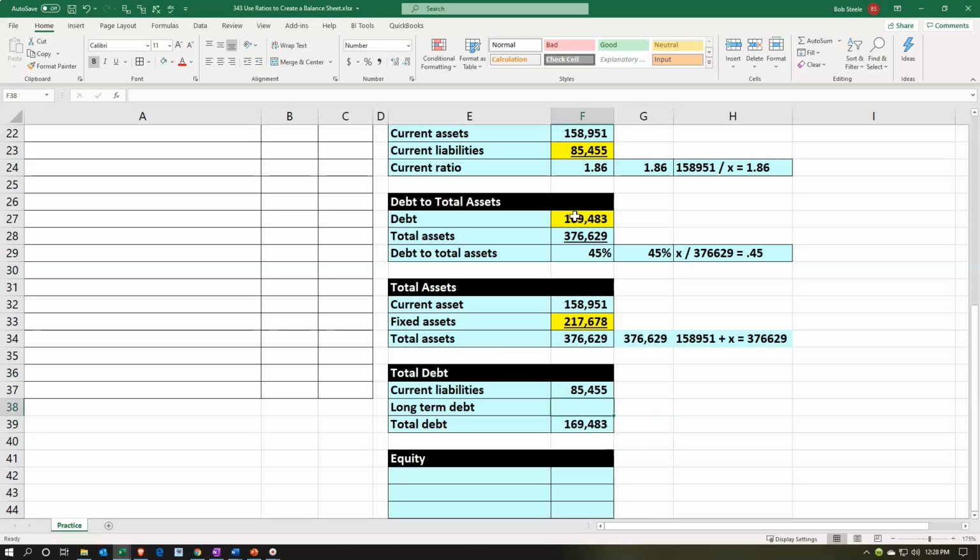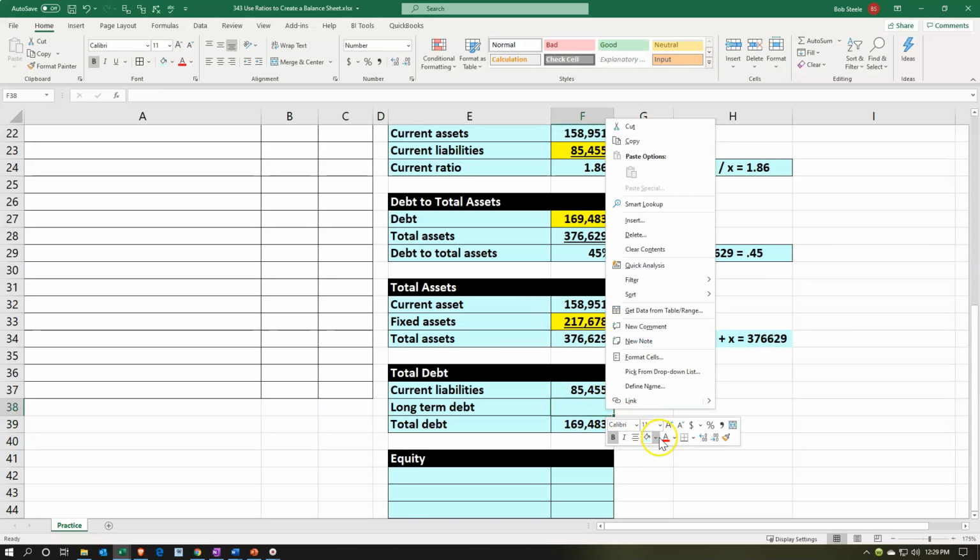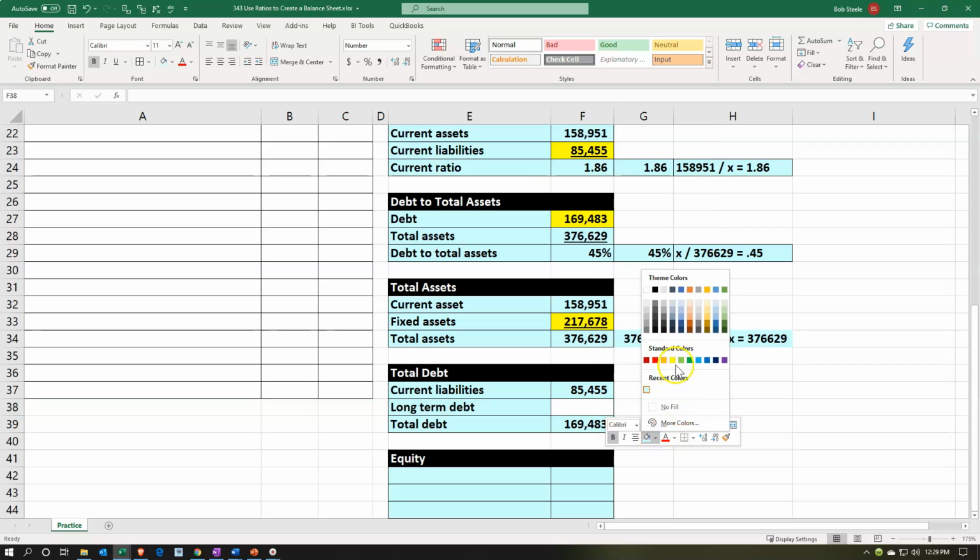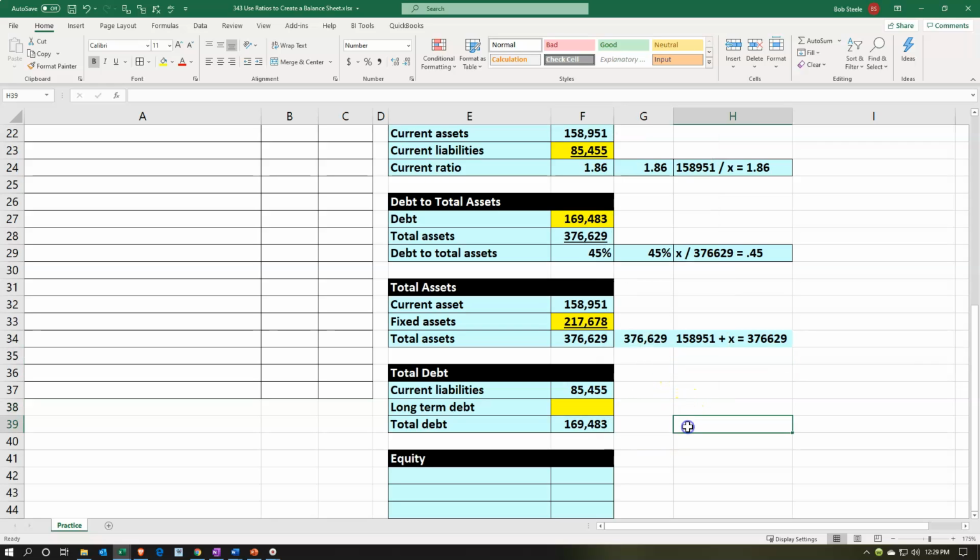So we can back into the long-term debt then, making this yellow. And so the formula is going to be 85,455 plus x is going to be equal to 169,483. Then we can do the algebra. I'm going to do the goal seek to do it. I'm going to delete this, and this is going to be equal to this plus this. Then we'll take a look at our goal seek.